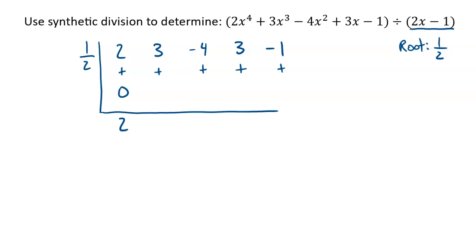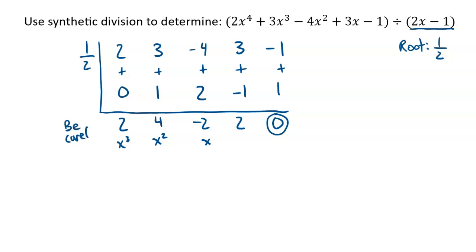So then we write the plus below that. So 2 plus 0 gives me 2. 1/2 times 2, same process as before, just now with a fraction. So 1/2 times 2 gives me 1. 3 plus 1 gives me 4. 1/2 times 4 gives me 2. -4 plus 2 gives me -2. 1/2 times -2, that gives me -1. 3 plus -1 gives me 2. 1/2 times 2 gives me 1. And so -1 plus 1 gives me 0. And so because that gives me a remainder of 0, what that means is that 2x minus 1 is actually a factor of that degree 4 polynomial.